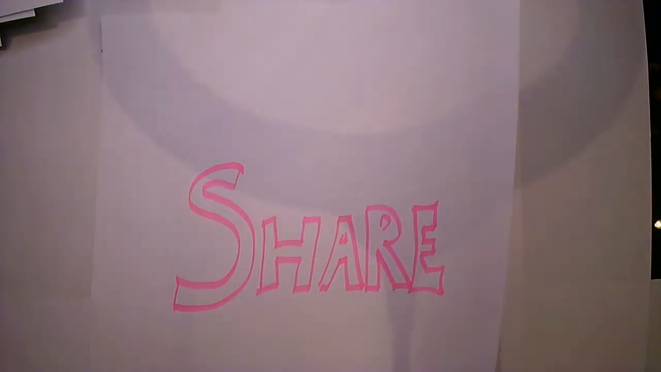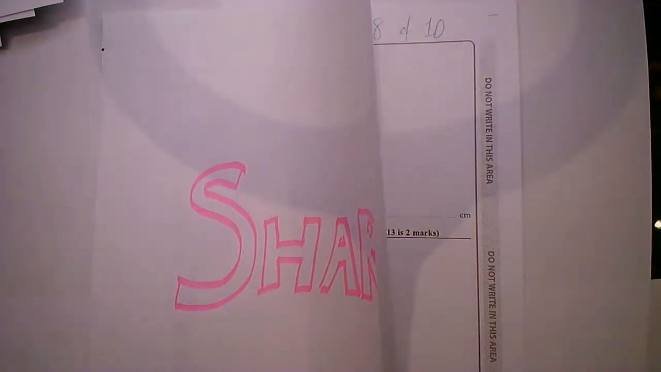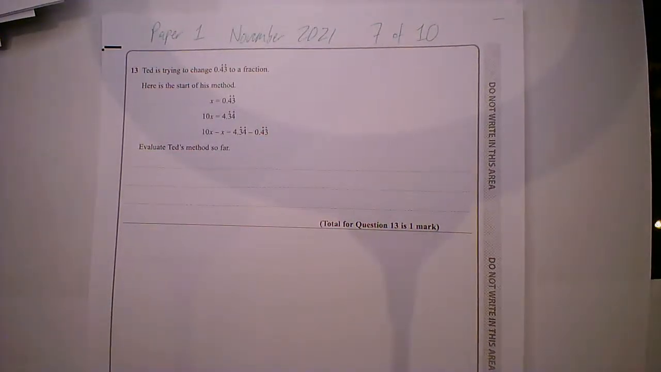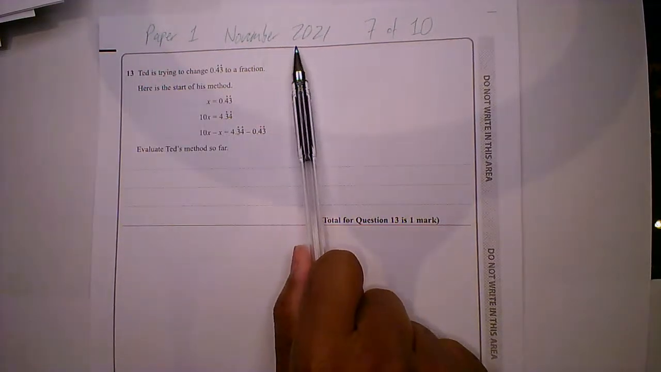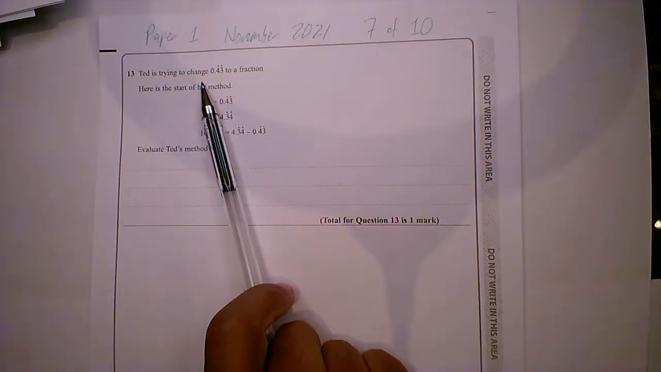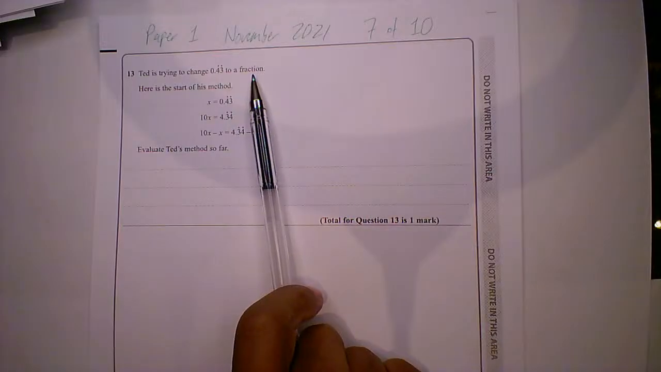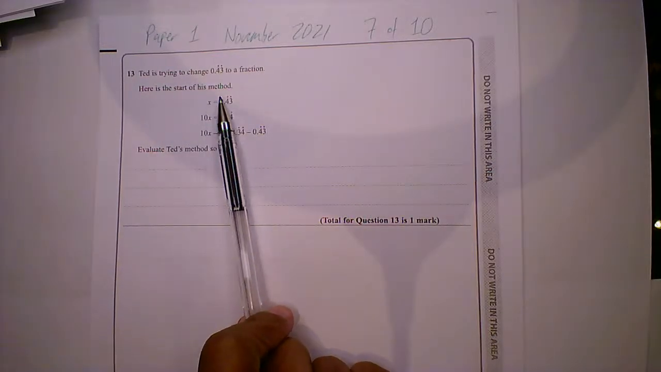And let's go to the next question. I can move the page. There we are. Oh, this is slightly different. What is this question asking us? This is from paper 1, November 2021. Pause and have a go. Question 13. Ted is trying to change 0.43 recurring to a fraction. Here is the start of his method. x is 0.43 recurring, 10x equals 4.34 recurring, 10x take away x equals that. Evaluate Ted's method so far. It's a 1-mark question.